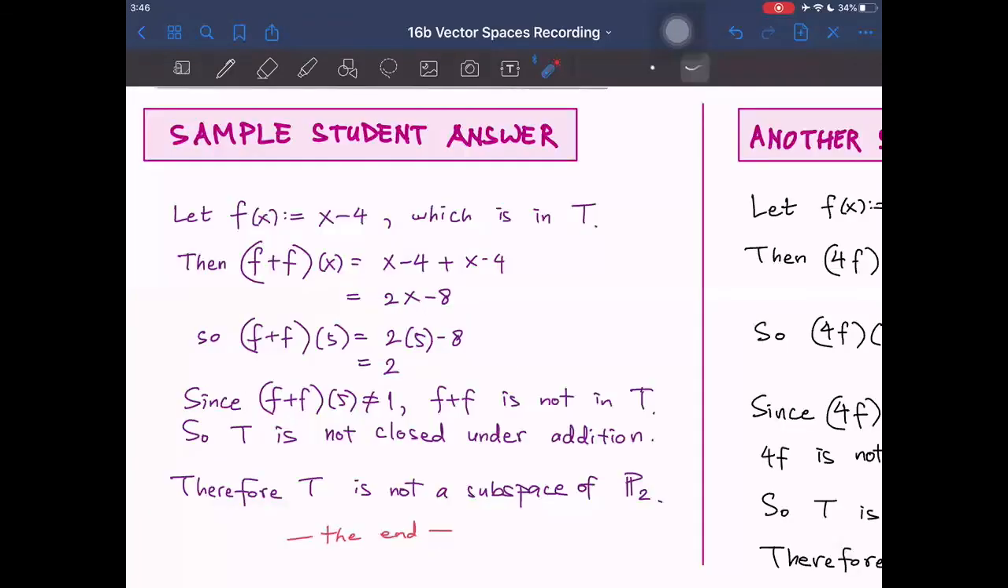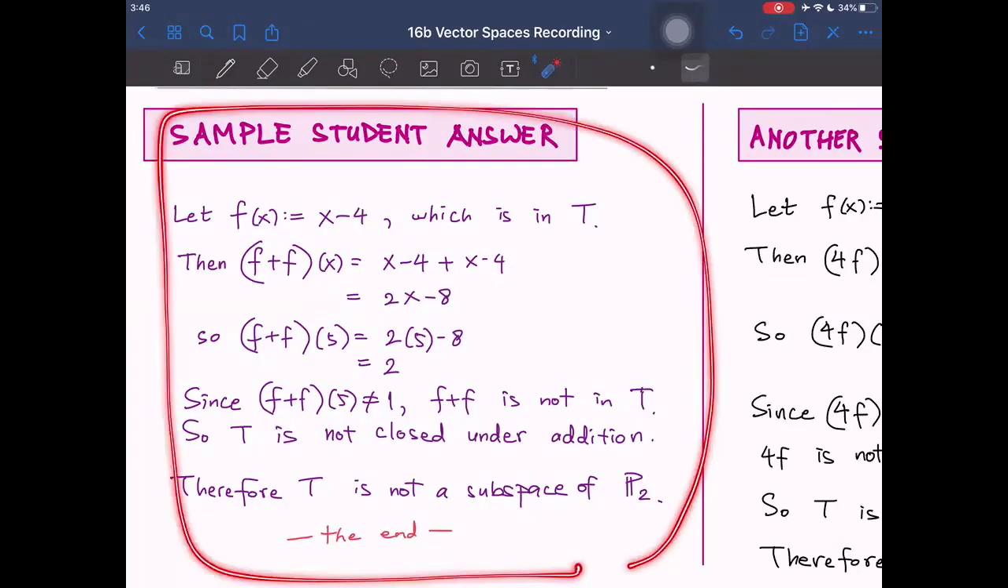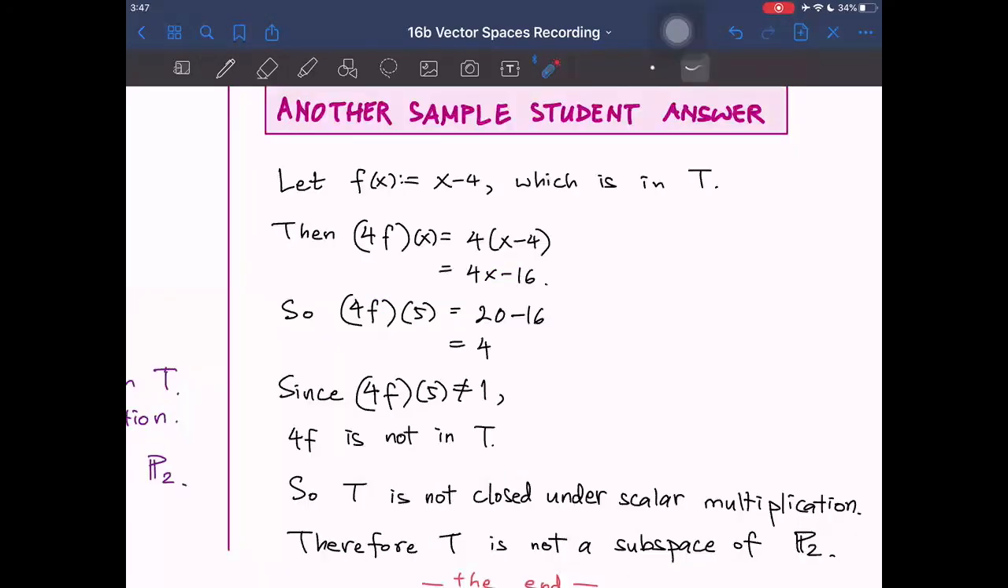I have erased my scratch work and put the same answer on the next slide. Please use this as a template for your homework answer. I could have chosen to answer this differently. I could also find a counterexample to show that T is not closed under scalar multiplication. Here I'm using the same polynomial, x minus 4. We know this is in T, and I can choose, for example, the number 4 to multiply f by. So I take 4 times f. This gives me 4x minus 16.